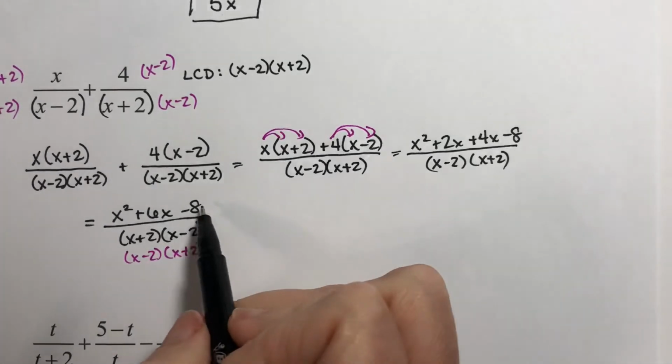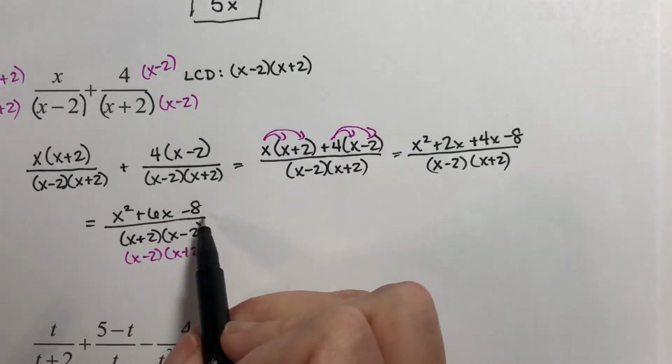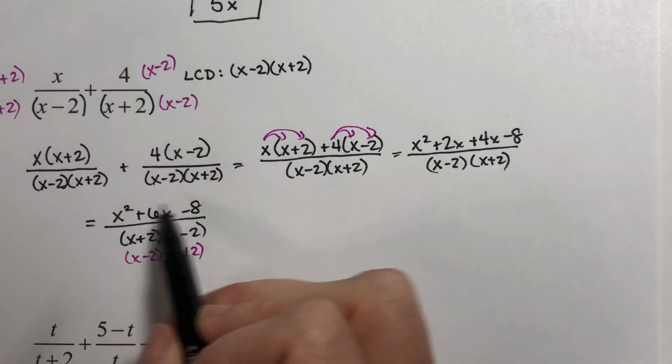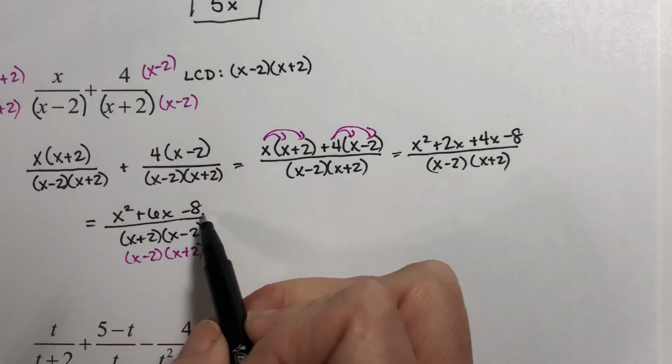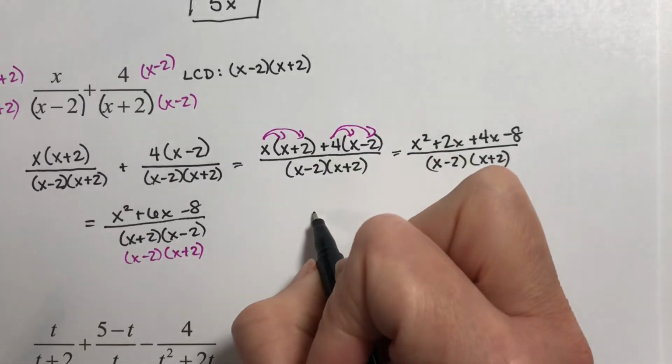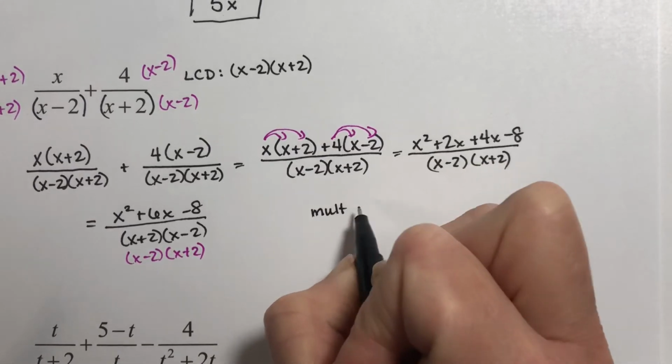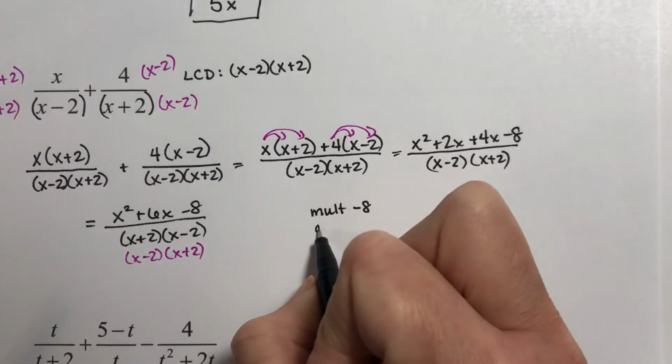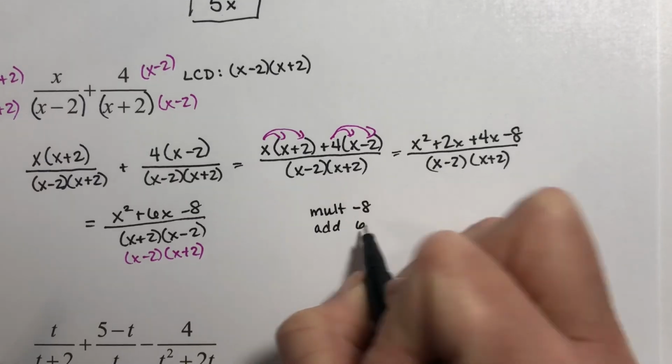All right, now we need to see if this is in lowest terms. So I need to try to factor this. I do not have a GCF. 8 is not a perfect square, so I'd be looking for two numbers that multiply to a negative 8 and add to a positive 6.